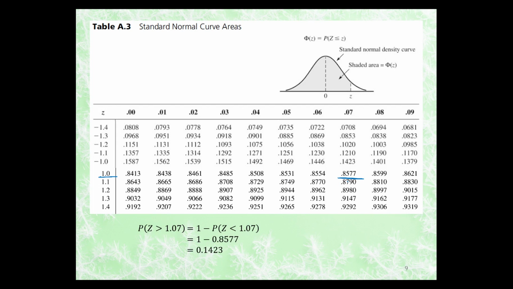The other option is to make use of symmetry and say that the probability that z is greater than 1.07 is the same as the probability that z is less than minus 1.07. If we go to our table, minus 1.07 is over there, and you can see that the answer matches the previous one. So you can use these little tricks to make life a little bit easier for yourself and save some time, especially in a test situation.